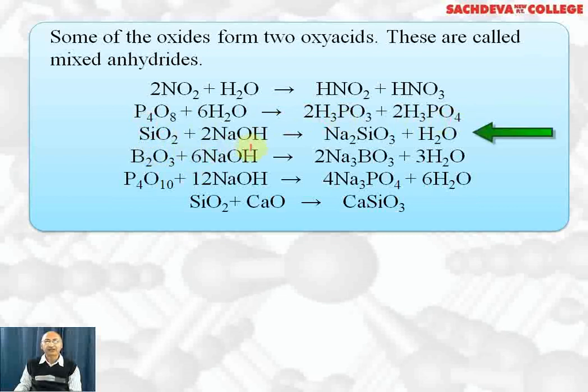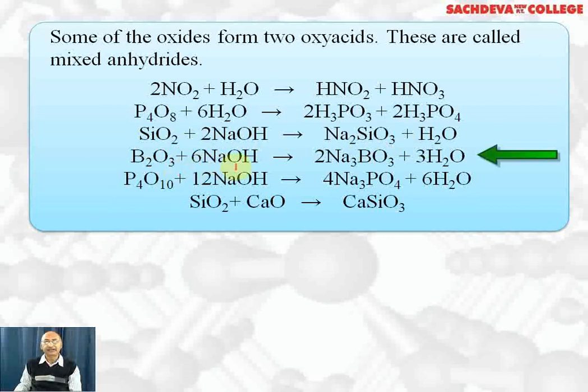Silicon dioxide dissolves in NaOH to form sodium silicate plus water. That is the reason that caustic soda should never be kept in glass bottles, because glass contains silica, which will react with NaOH to form sodium silicate.